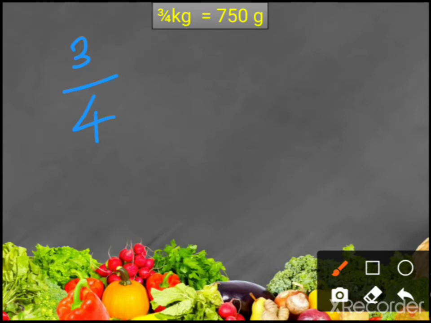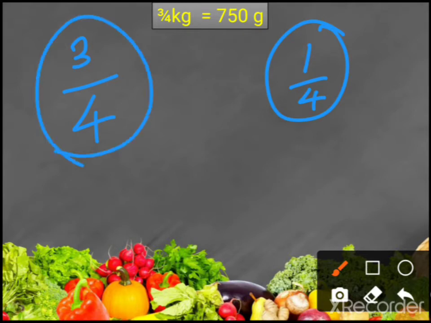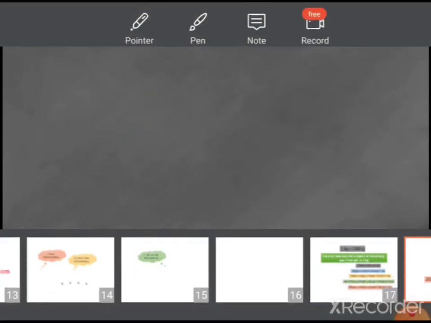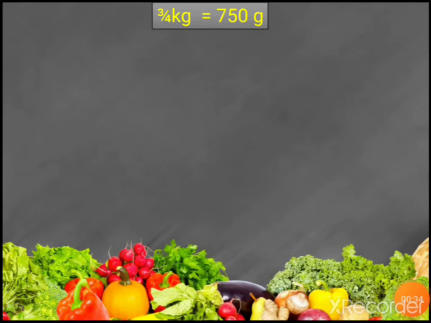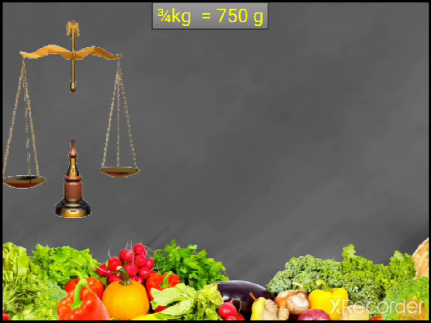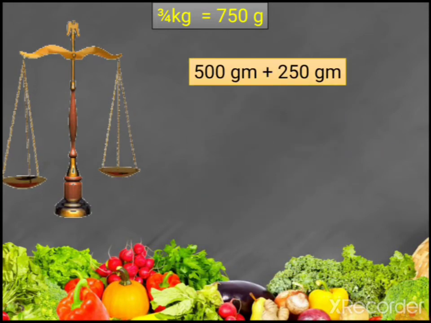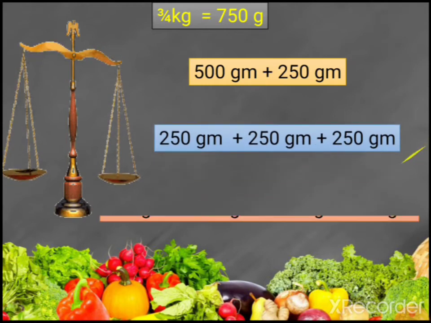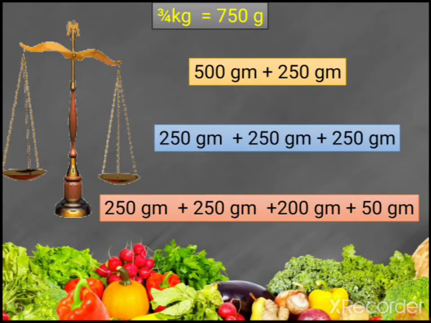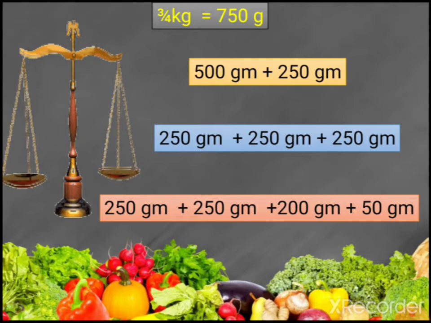If you are calculating the whole part, instead of 3/4 you will cut 1/4 part and you will get this 3/4 part. Let's see here. 3/4 kg means 750 gram. Again you have to balance here: 500 gram plus 250 gram, 250 gram plus 250 gram plus 250 gram. So it will be 750 gram.